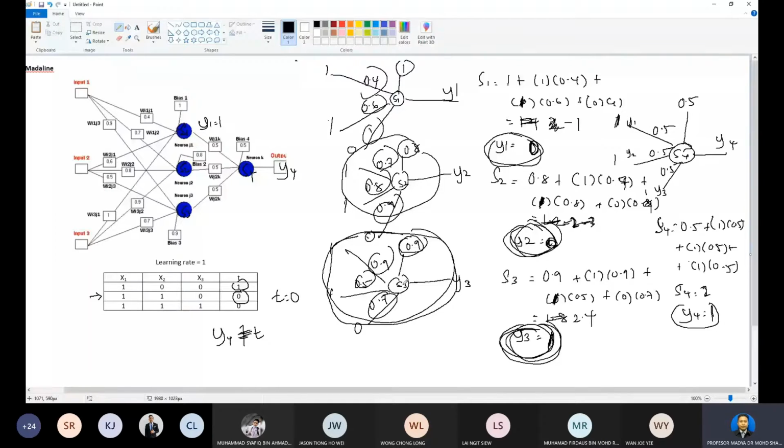So this one will remain for every iteration: the value from the hidden layer to the output will be fixed at 0.5. Remember this one. This is a previous killer mistake. The student added this one. So for S4, no need to adapt, even if y is not equal to t. This one will be fixed for every iteration.